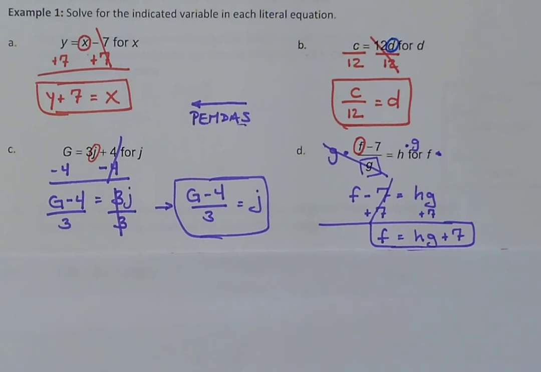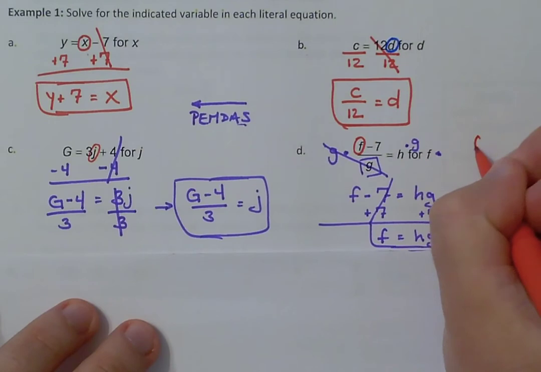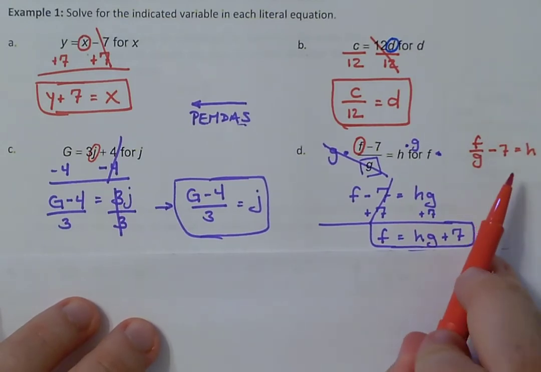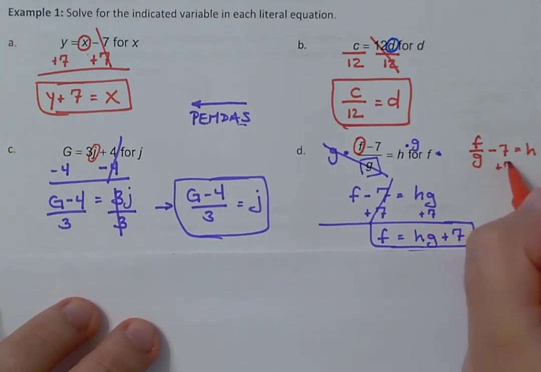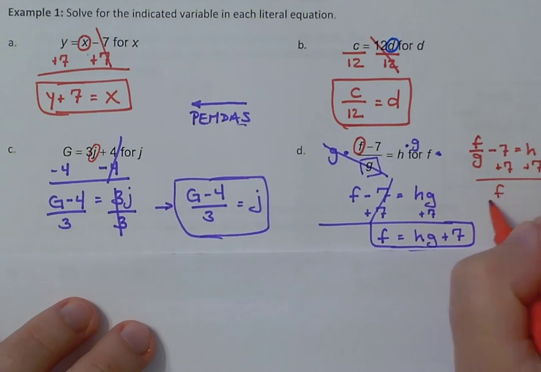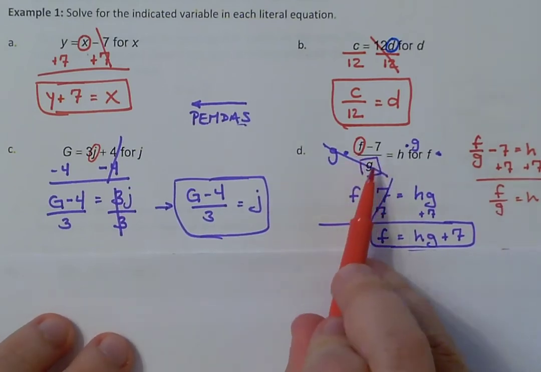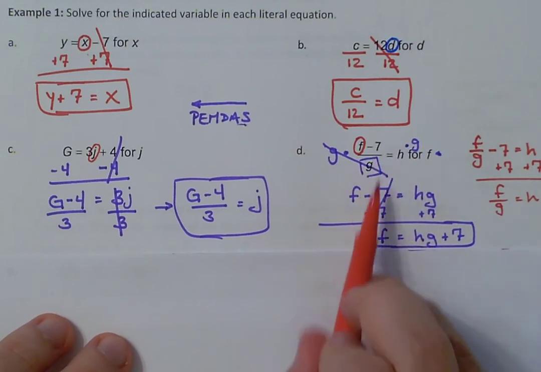Now, if you were wanting to add 7 first, the case where you could do that is if you had f over g minus 7 equals h. In this case, you could add 7 first because I do not have an entire fraction on one side. So you would have f over g equals h plus 7, and then you would multiply. But because I have an entire fraction on one side, I have to multiply by g first, then I can add.